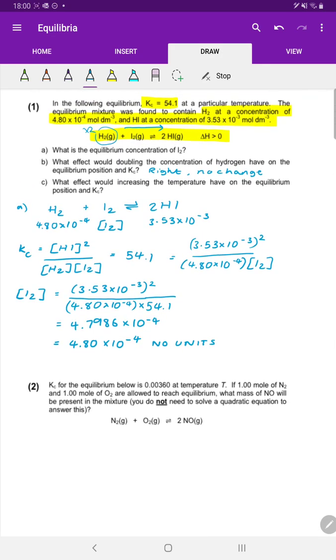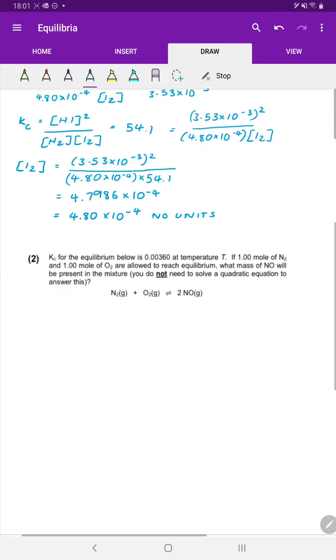I'm shifting my screen around. What effect would increasing the temperature have? So looking at our delta H value there, our delta H value is bigger than 0, so we know our forward reaction is endothermic. So increasing the temperature is going to shift equilibrium again to the right in the endothermic direction to cool the system back down. And so that will increase the concentration of product, which will also increase my value of Kc. And if you're not sure how I got to that, go back and review the work we did previously on temperature affecting value of Kc.